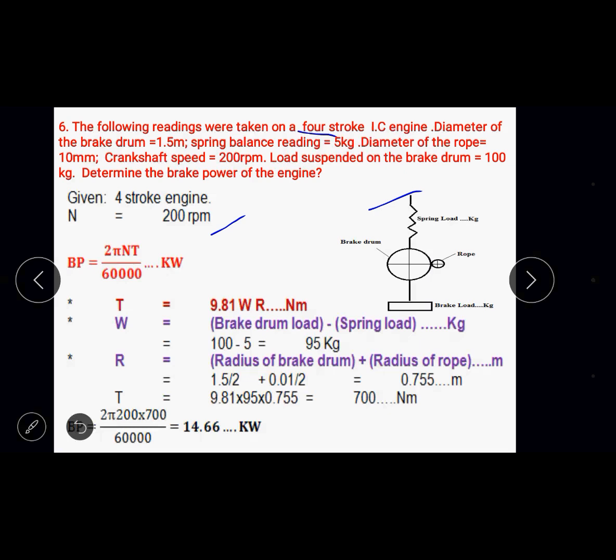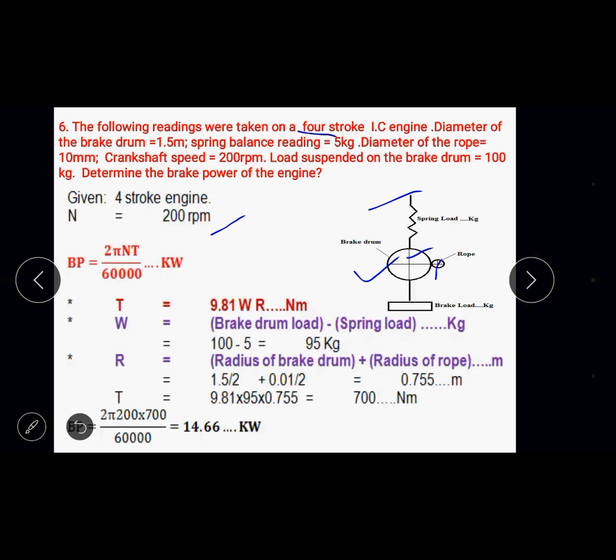So in this problem you find all the parameters related to this figure. Here you can see the brake drum diameter is given. This is a brake drum. The brake drum diameter is 1.5 meter, and then the diameter of the rope is given. This is the rope. Both the diameter of the brake drum as well as the diameter of the rope are given. Brake drum diameter is 1.5 meter and rope diameter is 10 mm.